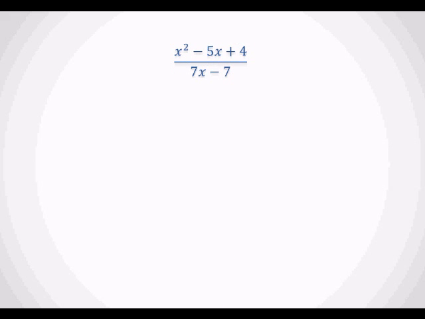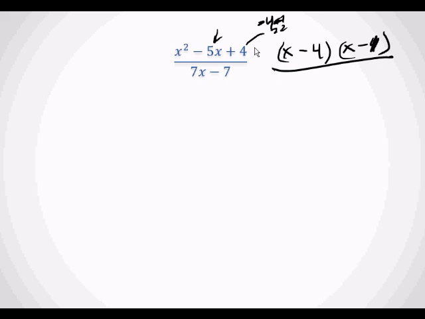Okay, how many more we got? Two more. Hang in there. So it's just going to say simplify, so we're going to factor. I'm going to factor the top. The top factors to x minus 4, x minus 1. If you look at the top, 4 times 1 or 2 times 2, a minus 4 and a minus 1 gives me a minus 5. So I have a minus 4 and a minus 1.